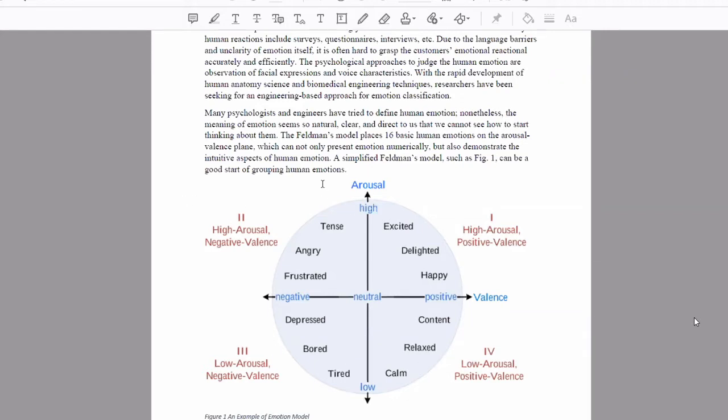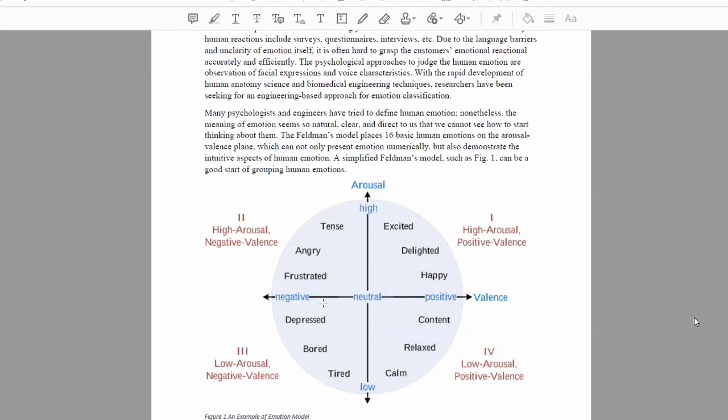This graph is a simplified Feldman's model. It shows that we can put the emotions into an XY plane. The x-axis is valence, and the y-axis is arousal. When you have high valence, you tend to get emotions like happy, content, and in the middle you get delighted, relaxed, and in a neutral sense, calm.